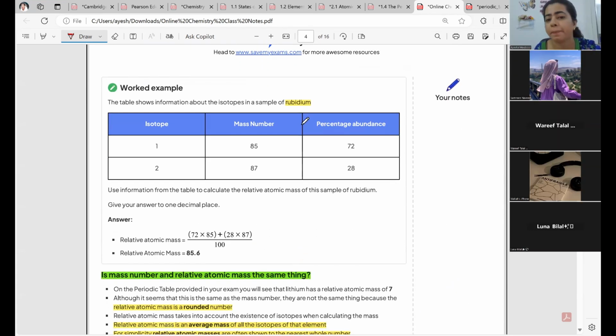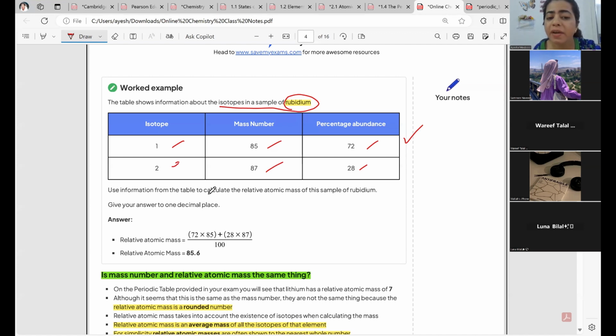Let's say this is one question given. The table shows the information about the isotopes of rubidium. Rubidium is an element of the periodic table. Rubidium has two isotopes. Isotope number 1 has mass number 85, and its percentage abundance is 72%. The second isotope of rubidium has mass 87 and the abundance is 28. So this kind of table will be given to you. No need to remember their mass number or the percentage. Now you just have to apply the formula and find what they're asking.